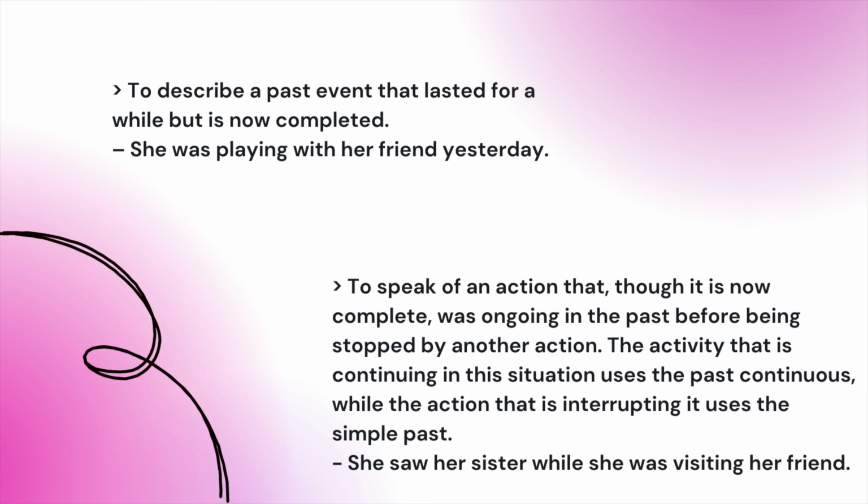To speak of an action that, though it is now complete, was ongoing in the past before being stopped by another action. The activity that is continuing in this situation uses the past continuous, while the action that is interrupting it uses the simple past. For example, she saw her sister while she was visiting her friend.